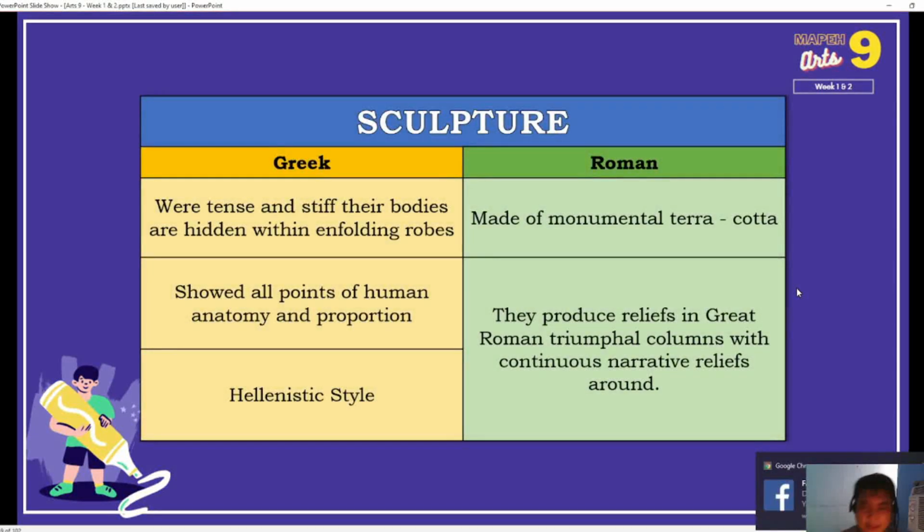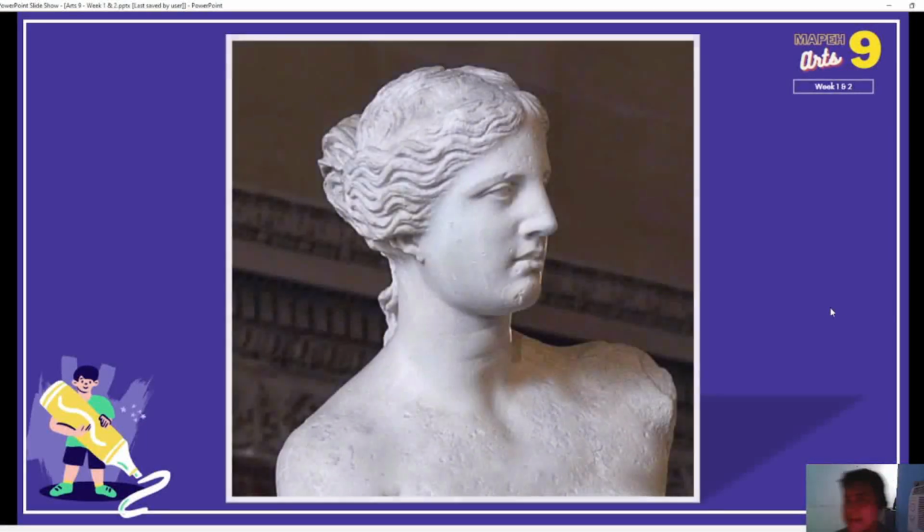Let's proceed with the sculptures. So for the sculptures, Greek, where it tends to stiff their bodies, are hidden within enfolding robes, and showed up all points of human anatomy and proportion. It is also Hellenistic in style. For the Roman, made of monumental terracotta, they produce reliefs in Greek Roman triumphal columns with continuous narrative reliefs around. So let's have some examples.